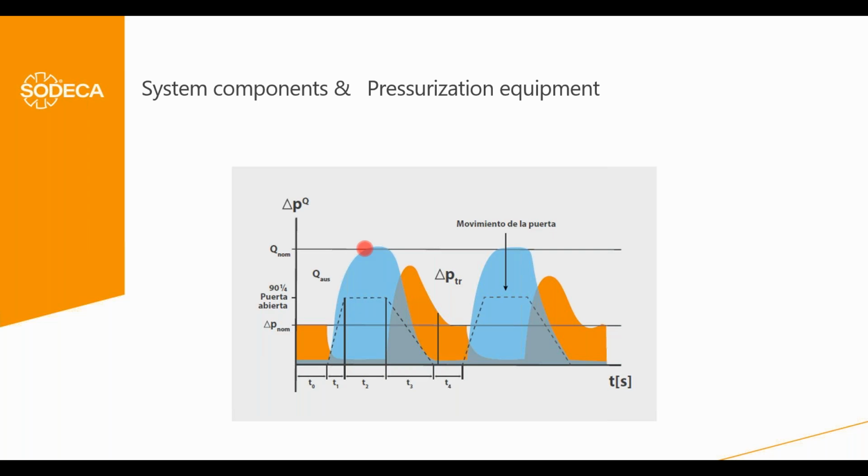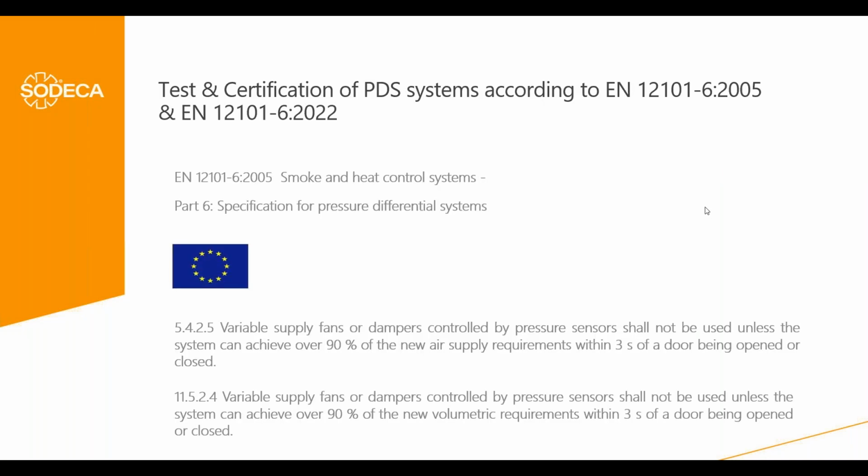Decelerating a fan with the inertia that a rotating machine has is not so easy. We need some specific consideration, and this is the hardest part of a pressure differential system, to achieve this performance. And this is mainly what the EN 12101-6:2022 has for the requirements. We have these requirements for testing. We had some requirements in the old part 6 related to this reaction time. Remember that we have these two sentences. Both say that we have to achieve 90% of the new air supply requirements in less than 3 seconds.